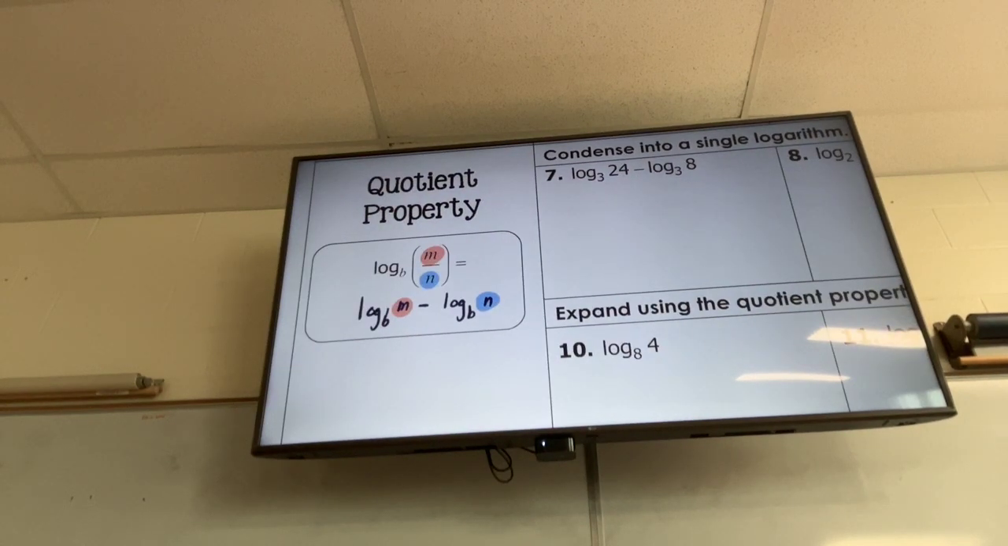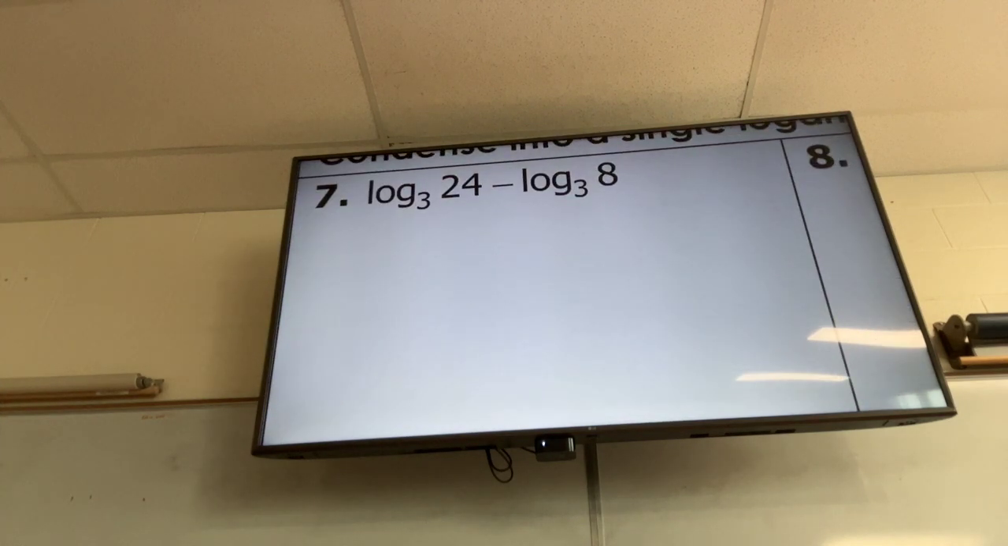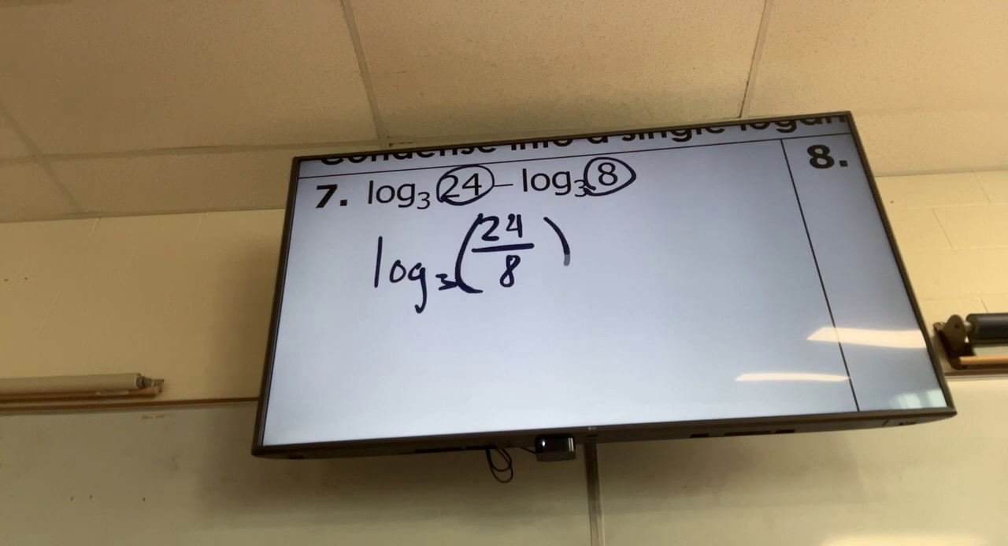Okay, and again, we're going to use this formula in both directions. We can use it to condense two logarithms into one or split up a logarithm, okay? This first one right here, what is this going to condense to? Remember, whichever number comes first is the top. Whichever number gets subtracted is the bottom. This is log base 3 of 3.